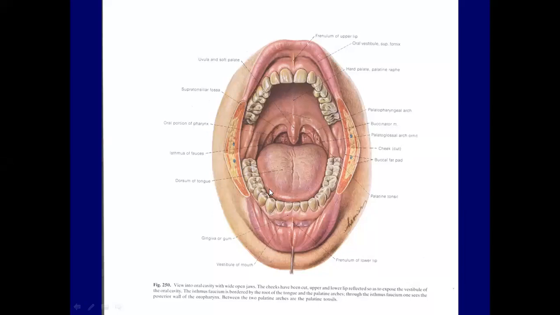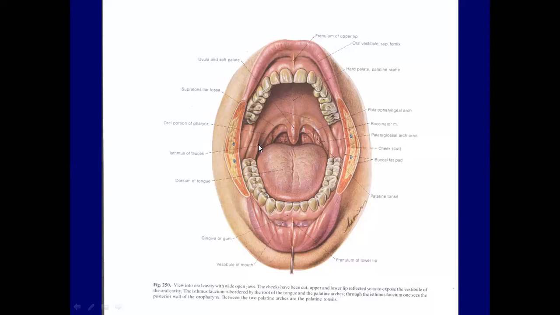You just observe this picture, you can see this is hard palate, this is soft palate, this is tongue, and this is oropharynx. Inside the oropharynx, we are able to see two palatine tonsils. These palatine tonsils are actually situated between the two folds. So anteriorly, the fold is palatoglossal arch, posteriorly, the fold is palatopharyngeal arch.